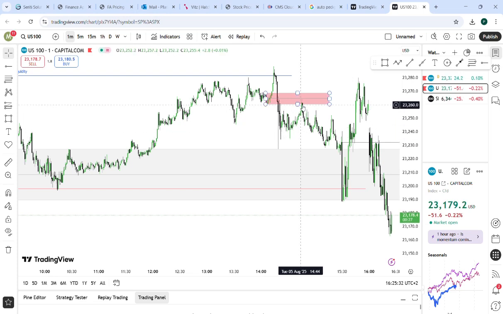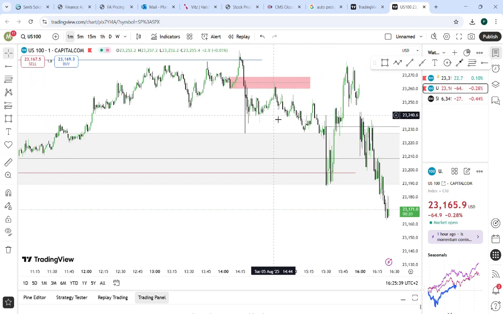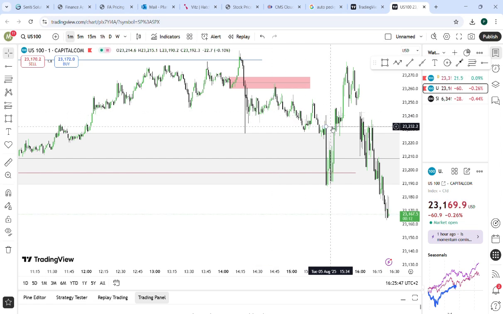That could have been a trade as well, right? That could have been something that you could have entered, but one of my rules is I do not entertain the market pre-market. I need to wait for it to open, which is the opening bell. So we were trading in this area, price just opened, and then we went to the downside.